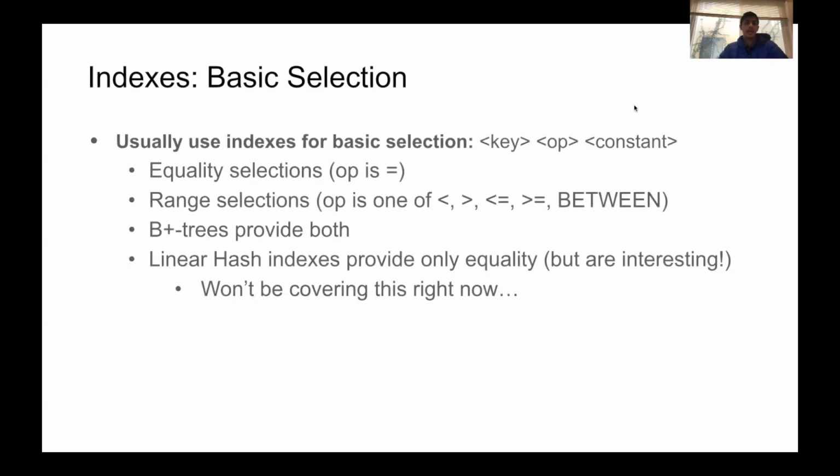Now, before I do that, let's talk a little bit about what our indexes are for. We usually use indexes for basic selections like equality and range selections. And this is what B+trees provide. And this is what we'll be focusing on this class. Your textbook may mention something called linear hash indexes, which are really cool and they're very good for equality searches. They don't cover range selections, and we won't be covering linear hashing in this class, but they're pretty cool anyways.